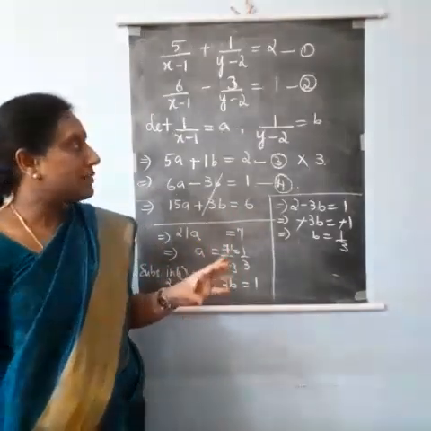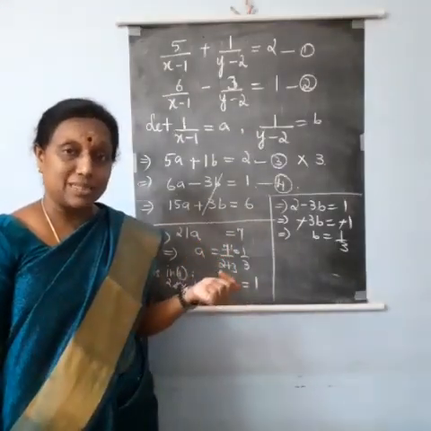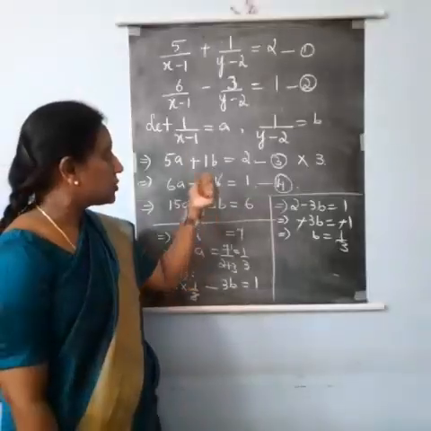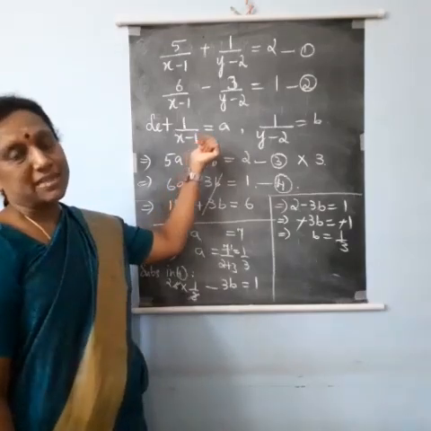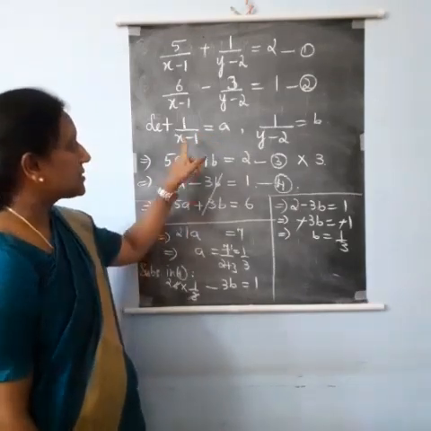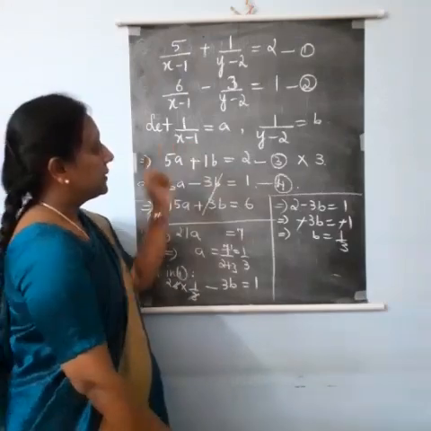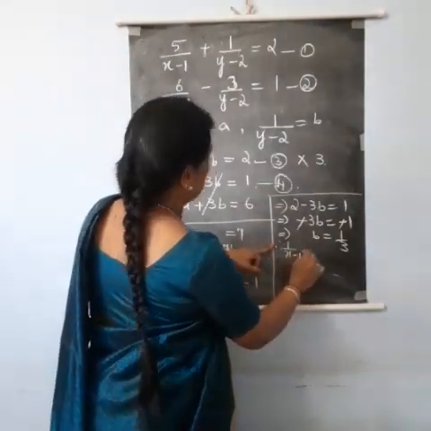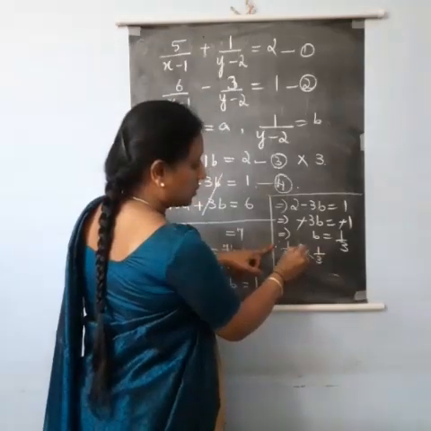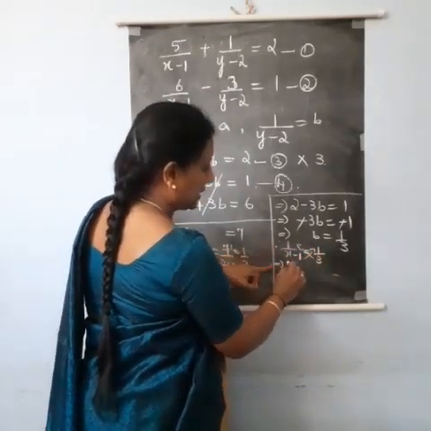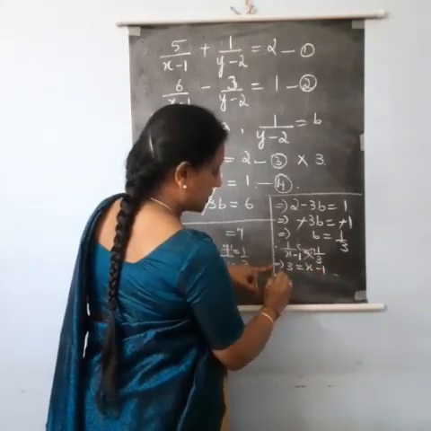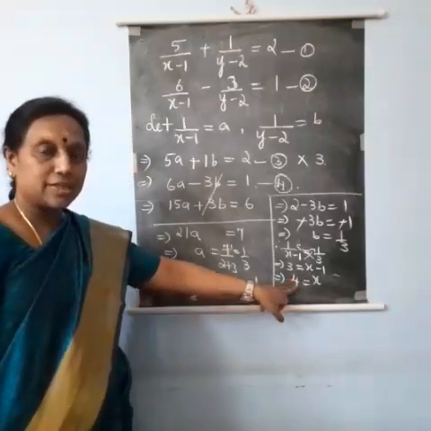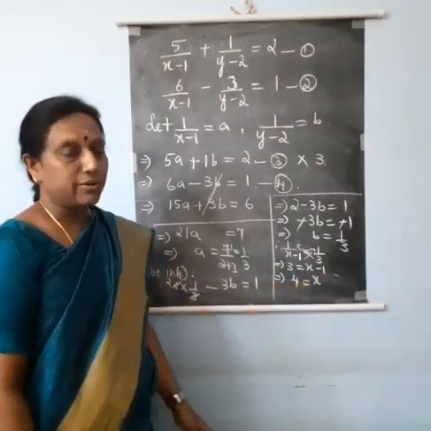Okay, so now I don't need the value of a and b. My question was to solve for x and y. So I have to substitute in this and get the corresponding answer. So let us try. You will get, therefore, 1 by x minus 1 equal to 1 by 3. So when you cross multiply, what will you get? 3 is equal to x minus 1. That is, x is equal to 4. Have you got it? I have transposed and got the value of x.